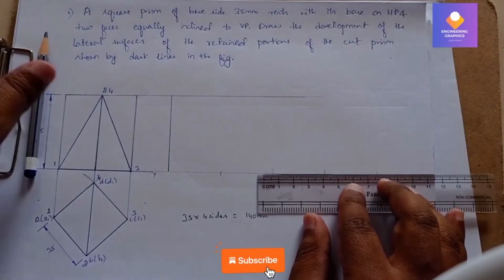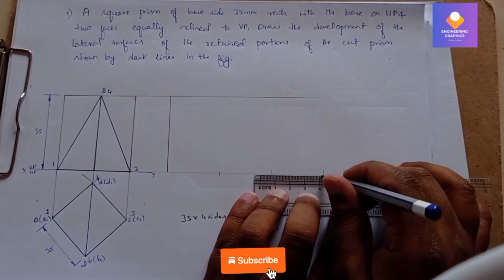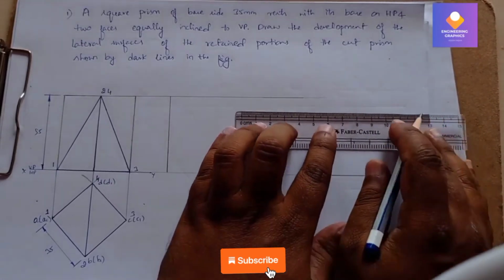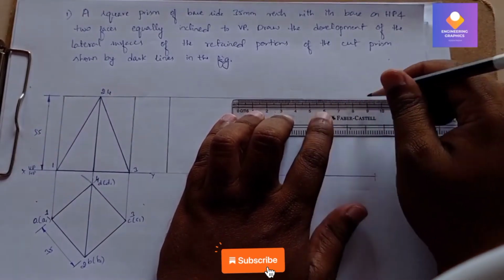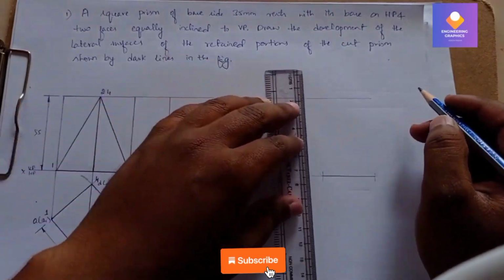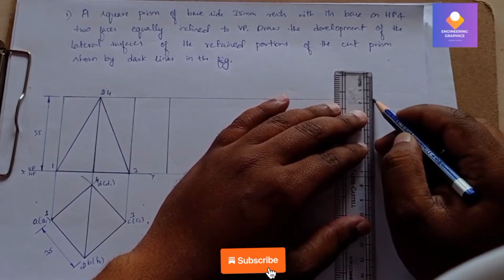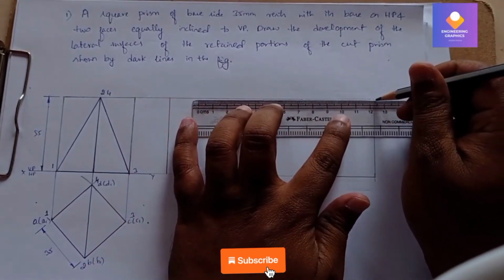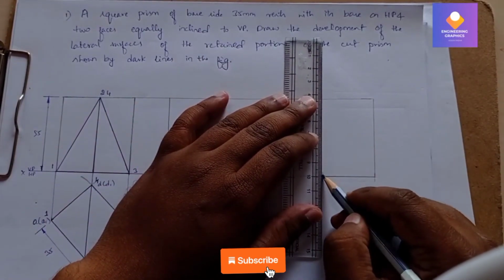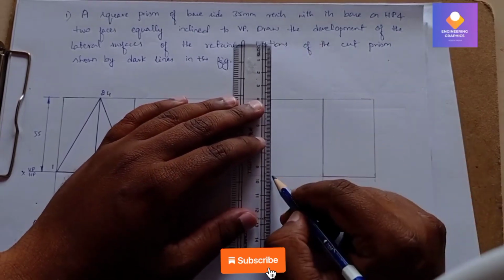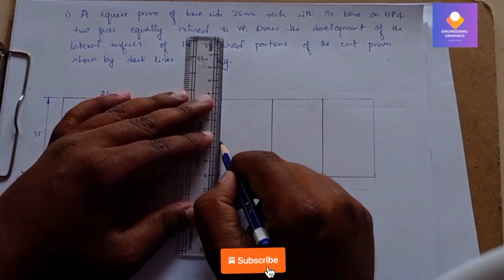So we will extend the line here till the cut arc. The top side also we do the same thing. Now wherever the cut arc is there, we will be drawing vertical lines. These are the true lengths. So we need to draw the vertical lines where we have cut the arc.